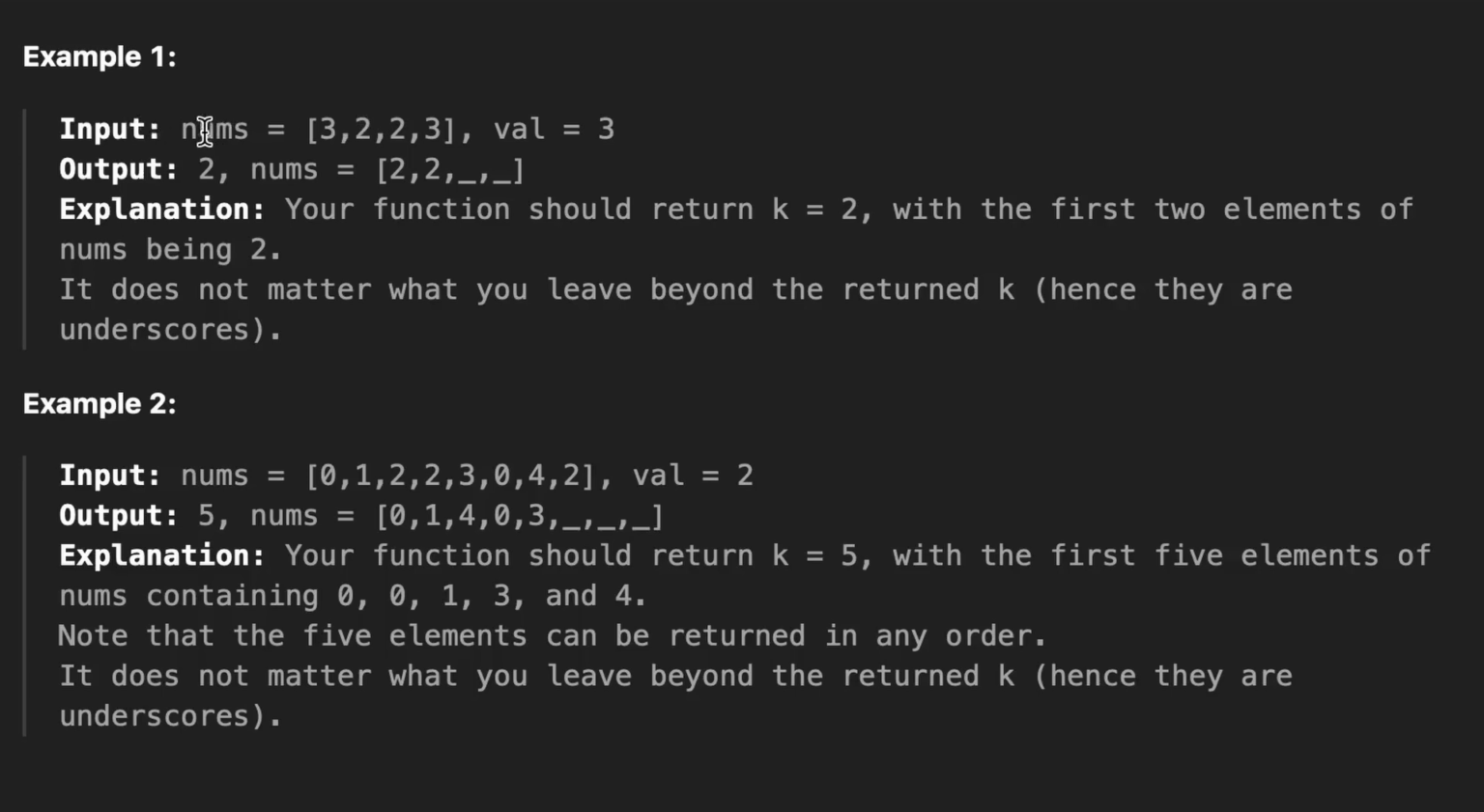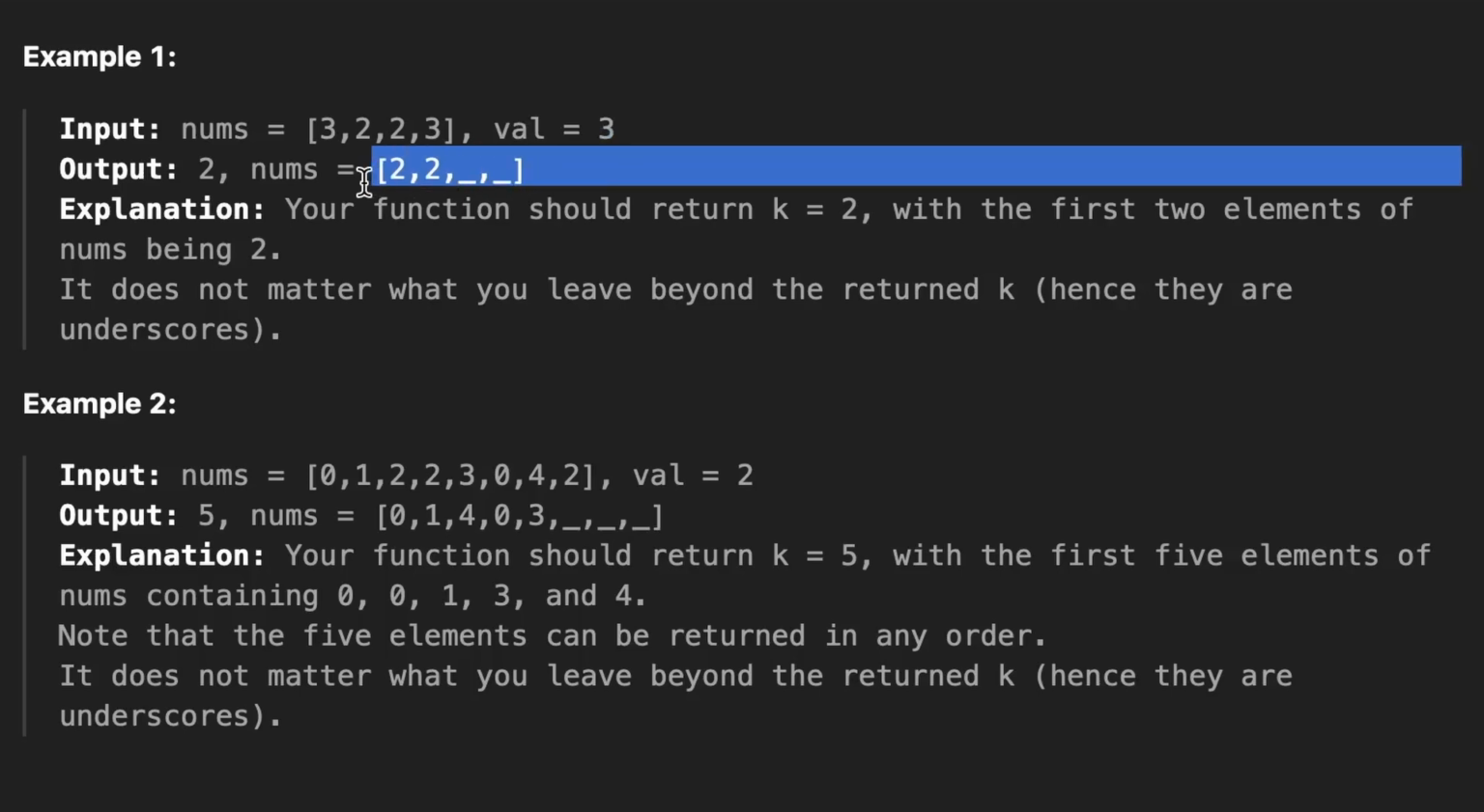So here is an example input where nums is equal to 3, 2, 2, 3. And the value that we are supposed to remove is 3. For the output, we return 2 as the value of k, which means that the first two elements in the modified version of nums would not be equal to the value that is given. So the first two elements in here are not equal to 3. The rest we don't really care about. The size of nums we don't care about either.